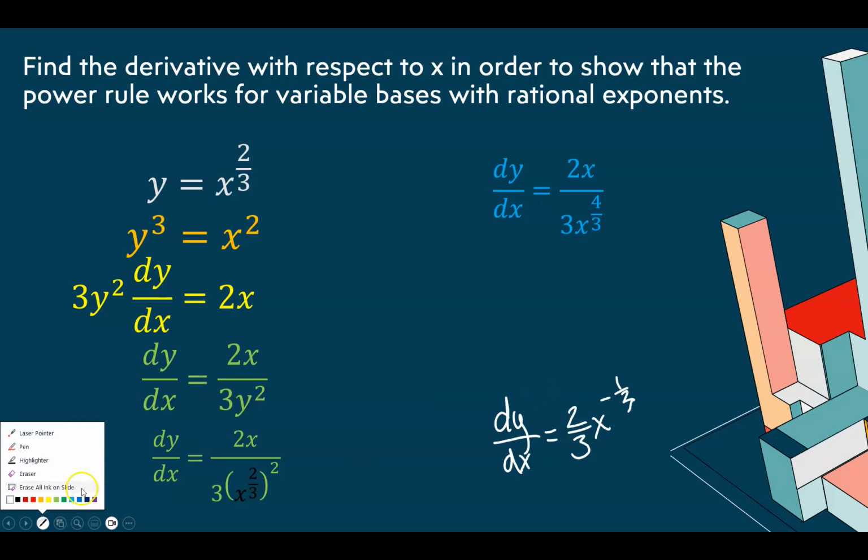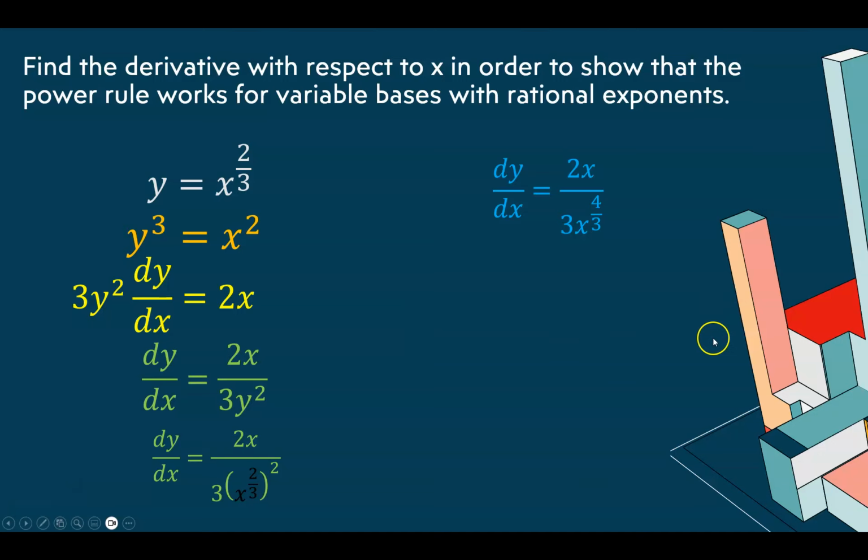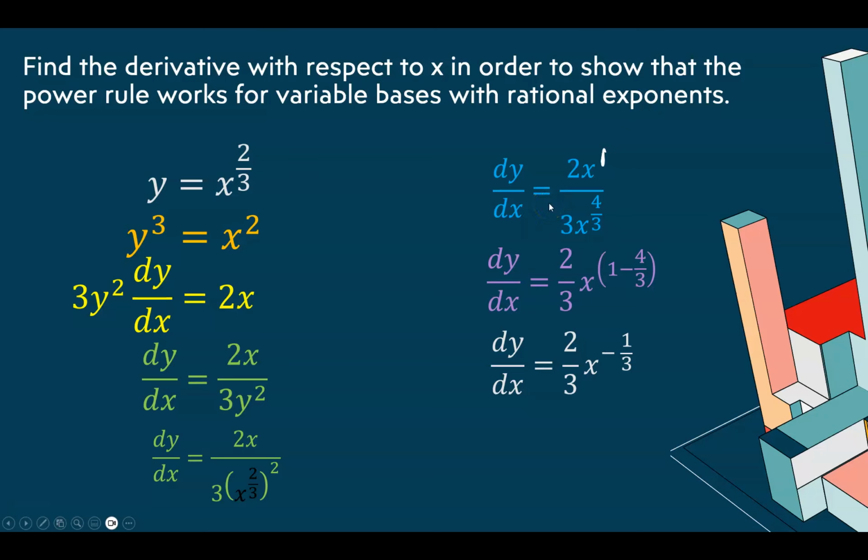Let's get rid of all of this. All right. And so now we're getting closer. We have x to the first power and x to the 4/3 power. So we can just rewrite that as x to the power 1 on top. Let me give you a 1 just in case you need it, minus that 4/3 power on the bottom. And we indeed get 2/3 x to the negative 1/3 power. So at least proof of concept, that works.